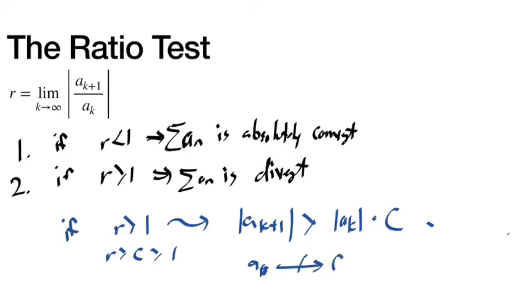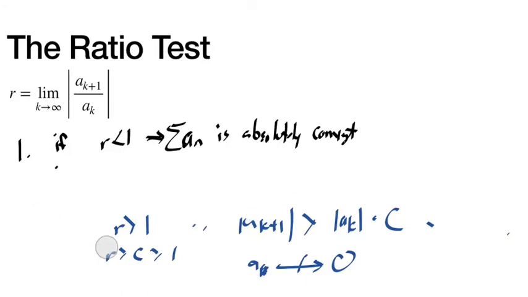And now you see that your sequence values are increasing, so the a_k's cannot converge to 0, and so the divergence test tells you that this is going to fail. Okay, so if it's bigger than 1, then by the divergence test, you can see these terms are getting bigger and bigger. So it's definitely going to fail there.